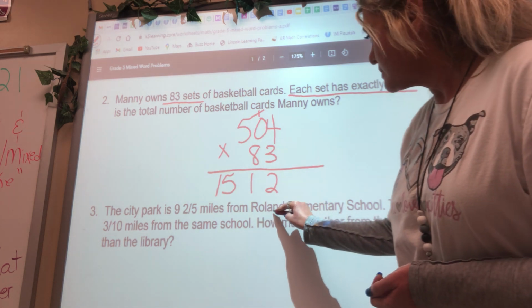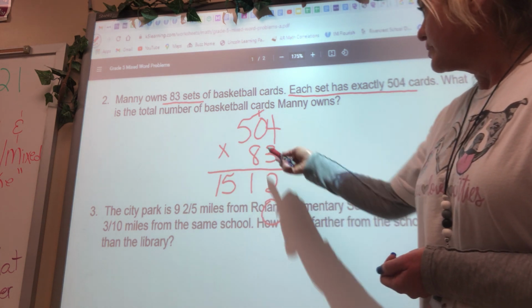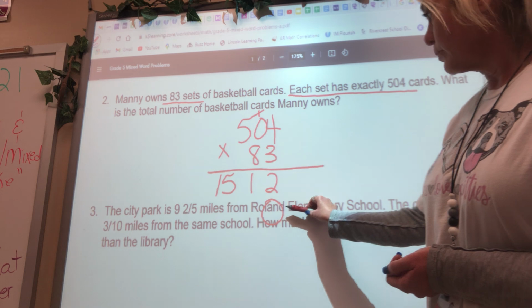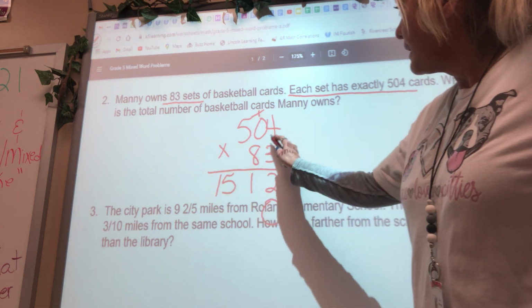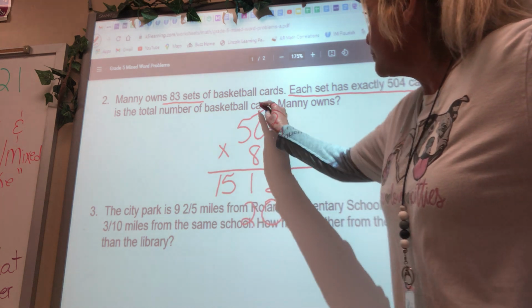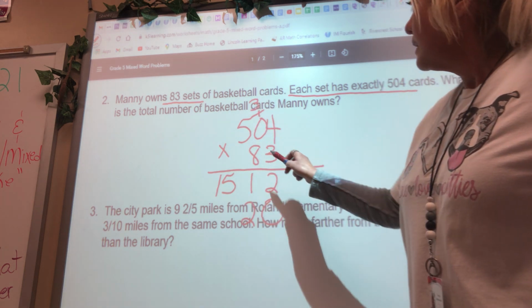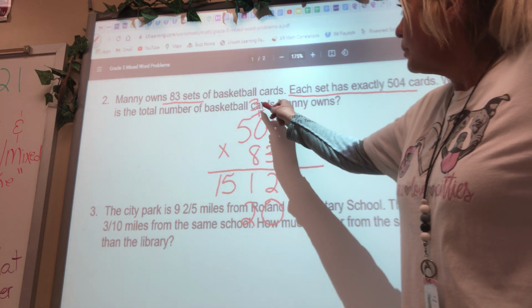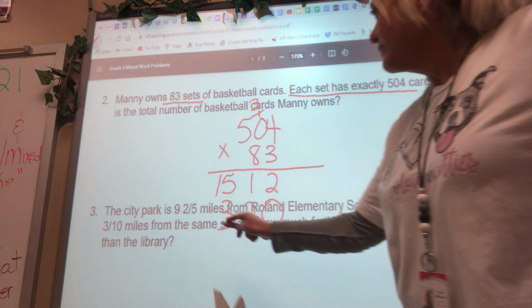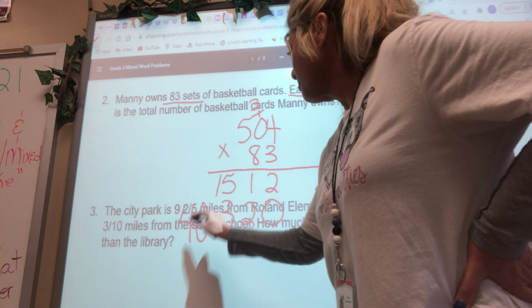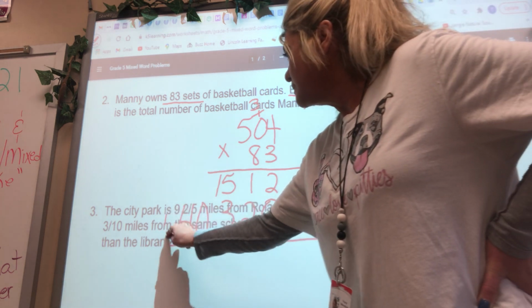Don't forget, placeholder 0. You're working with the second number, second row, so you need your math to start under the second number. 8 times 4 is 32, carry your 3. 8 times 0 is 0, but the 3 we carried is 3. And 8 times 5 is 40. And then we add those together.